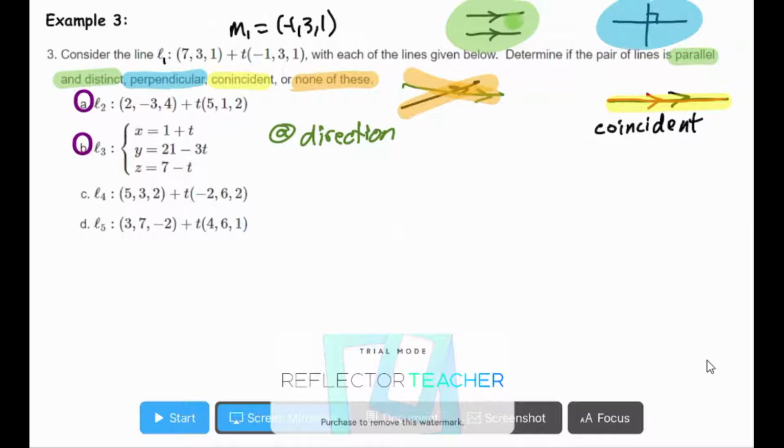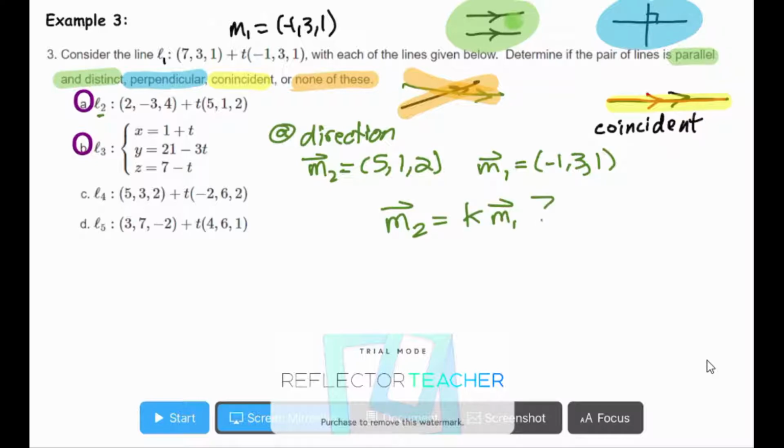So the direction vector for our line 2, M2, is equal to 5, 1, 2, and that's a vector. And the direction vector for our first line, M1, is going to be negative 1, 3, and 1. Let's compare those. Basically, we're trying to figure out, is it possible that M2 is some scalar multiple of M1? We'll find that by dividing each of the values and seeing if we get the same scalar quantity, because if that was true, there'd be some value k that worked for each. This is just like a scaling factor.